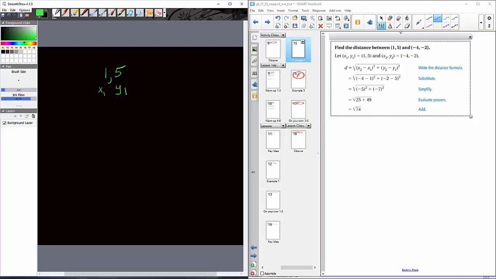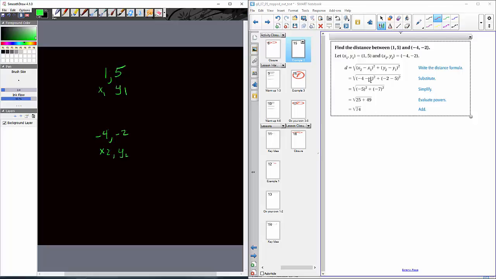And then they're calling my negative 4, negative 2, my x2, y2. And if they're taking x2, which is going to be negative 4, minus, because it says you do minus, and then we'll do x1, which is 1, so that's why they get the negative 4 minus 1, and then we square that, plus negative 2 minus 5 squared.